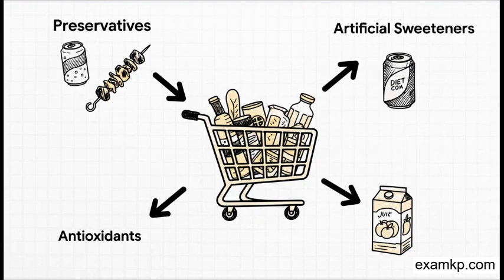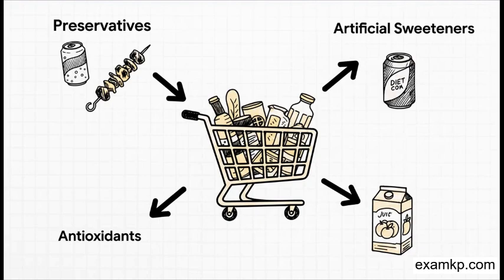Food additives are chemicals added to improve taste, appearance, or make the food last longer. Preservatives, like benzoic acid in your favorite soft drink, stop it from spoiling. Artificial sweeteners, like saccharin, give you that sweet taste without all the sugar. And antioxidants, like sulfur dioxide, are what stop your fruit juice from turning that unappealing brown color. These are all practical examples you see every day.